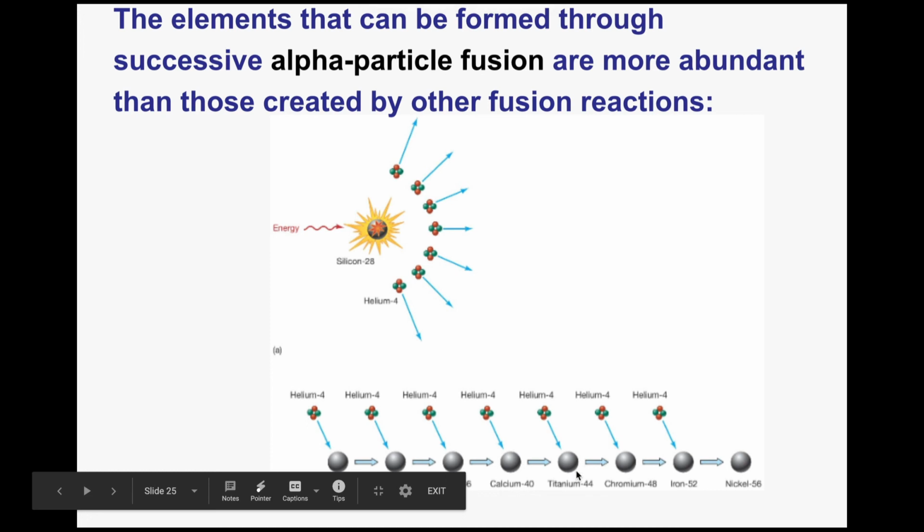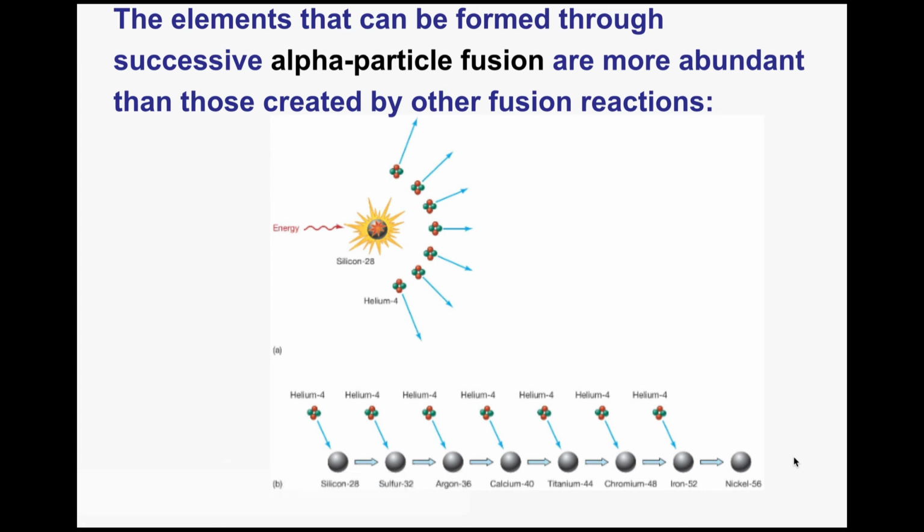Silicon 28, sulfur 32, argon 36, calcium 40, titanium 44, chromium 48, iron 52, and you finally end up with something called nickel 56. Now, you don't need to know this pathway, but I'm just showing you one of the ways that you keep adding helium nuclei during processes that are going on in an older star, and you end up with this.